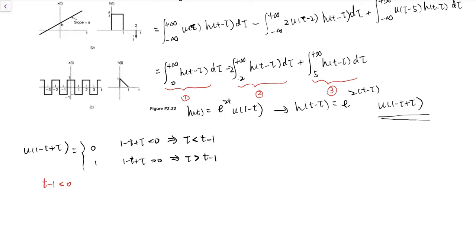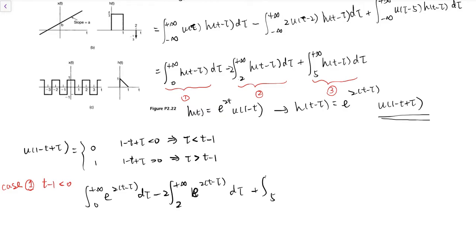So in this first case, t minus 1 smaller than 0, we'll be doing the integral on this e to the 2t minus tau, and this unit step function is 1, so we don't need to include it. Minus 2 times the integral from 2 to positive infinity of e to the 2t minus tau d tau plus the integral from 5 to infinity.